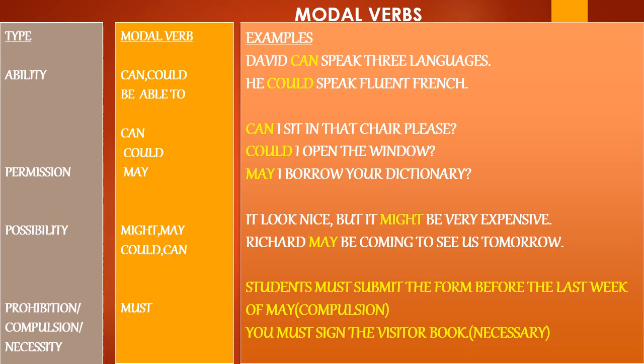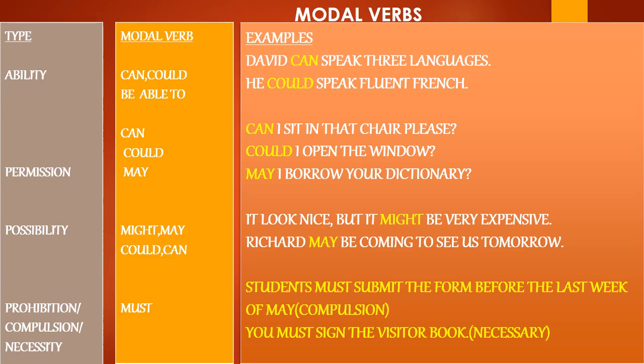David can speak 3 languages. Means David is able to speak 3 languages. It is his capability, his ability. Next, he could speak fluent French. So this is also expressing ability but past ability.